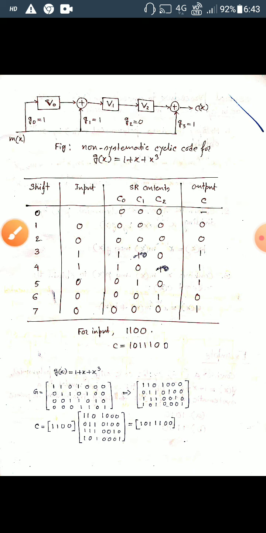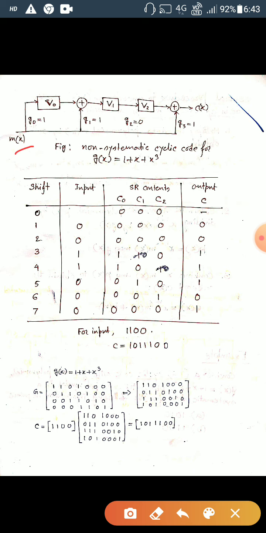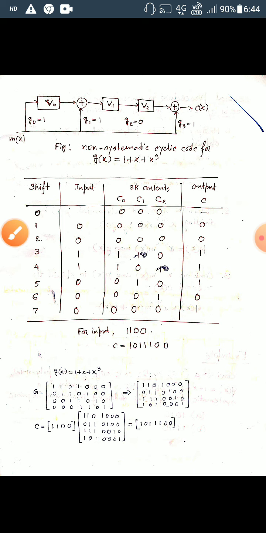Okay. The message is coming in the form of 1100. So this is the input that is given to you. We are interested to identify what will be the output for this case. Here C0 is defined for the value of V0. C1 is defined for V1. C2 is defined for the value of V2.